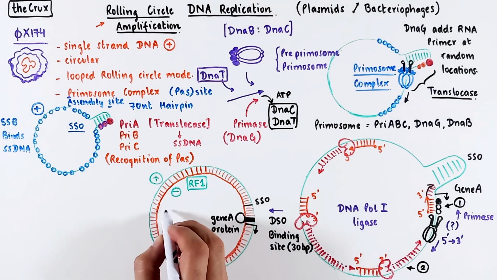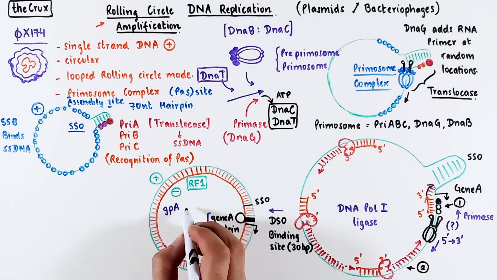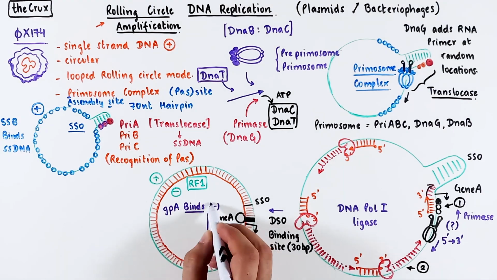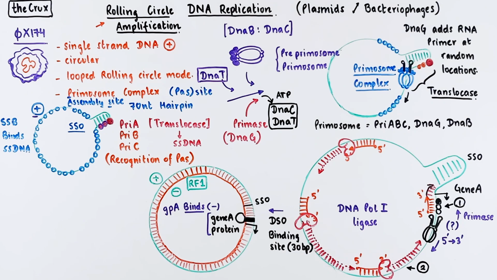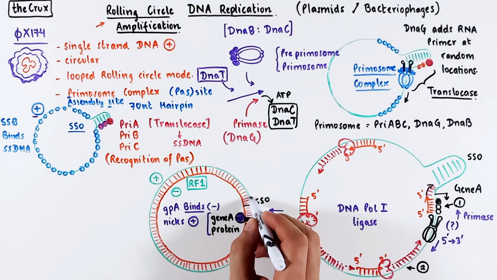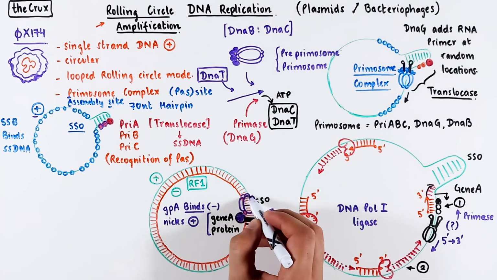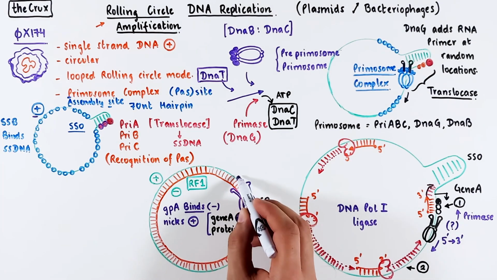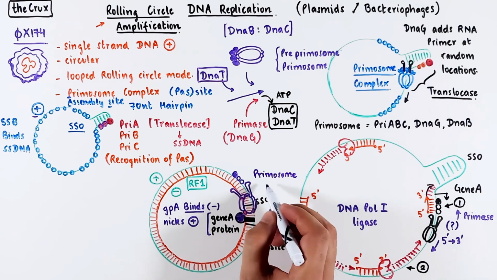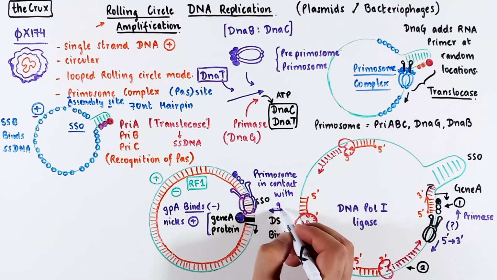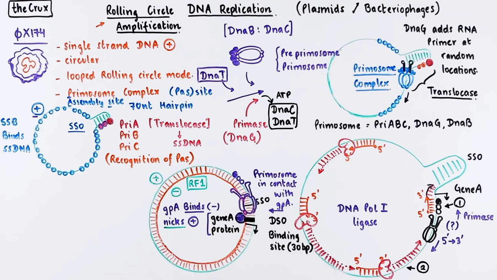Note that binding occurs at the minus strand, so you cannot have this scenario with the plus strand alone. After binding to the minus strand, the protein nicks the plus strand at the DSO. On top of this, the protein A has affinity for the primosome complex as well. So after laying down primers and translocating, the primosome does not just disassemble. The protein A is an endonuclease.